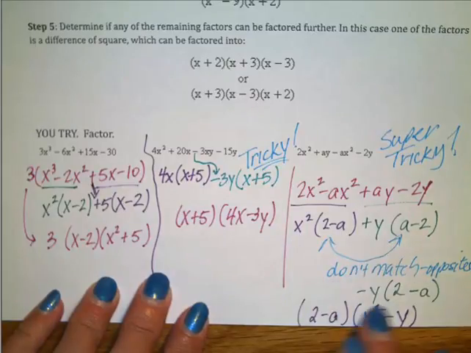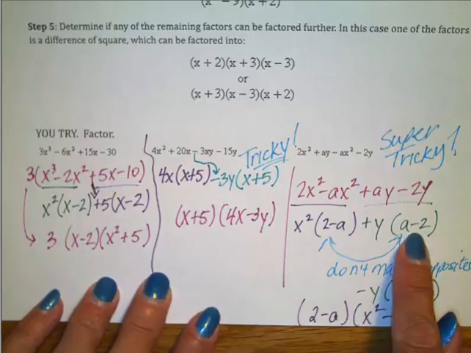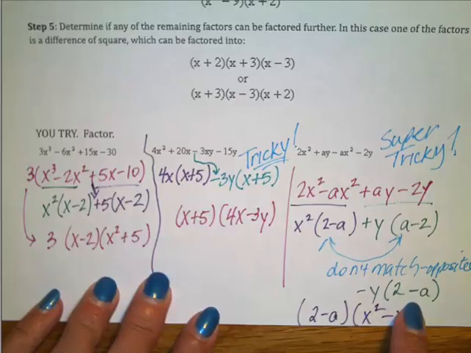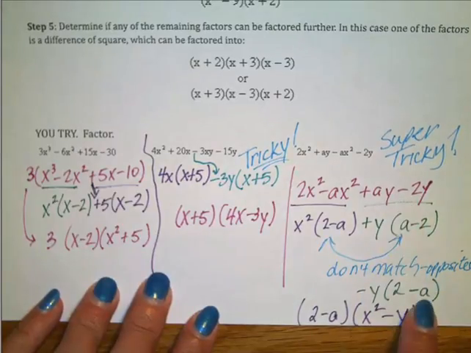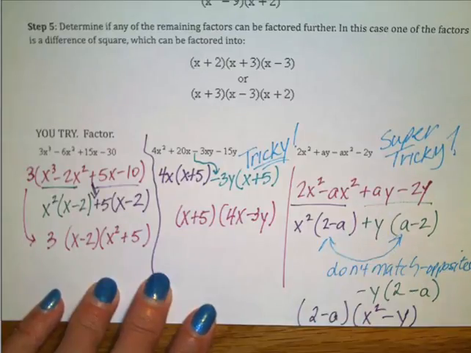I chose to do it to the y. So I switched it from a positive y to a negative y. So then I need to switch these signs. So from a negative 2, I got a positive 2, and from a positive a, I got a negative a. Let's check and make sure we multiply correct. Negative y times 2 is negative 2y. Negative y times negative a is positive ay. So I didn't do anything wrong mathematically.